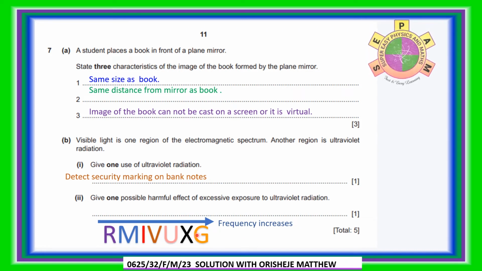So give one use of ultraviolet. Used to detect security marking on banknotes, or sterilize water to kill germs. So you have those two basic uses. Give one possible harmful effect of the excessive exposure to ultraviolet radiation: damage to surface cell, then causes skin cancer.